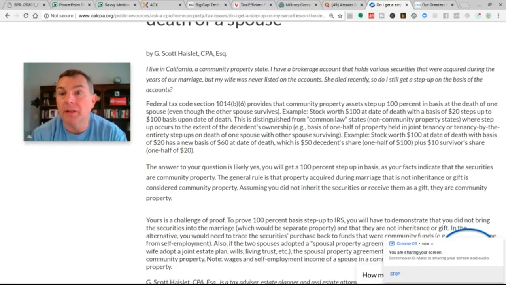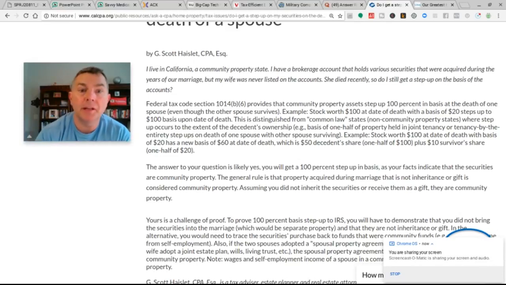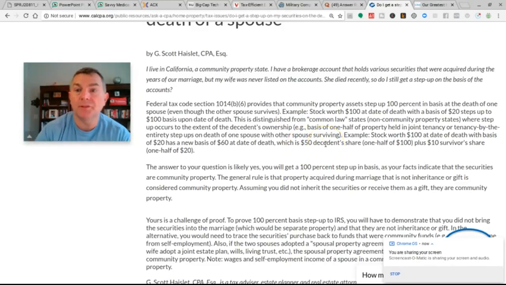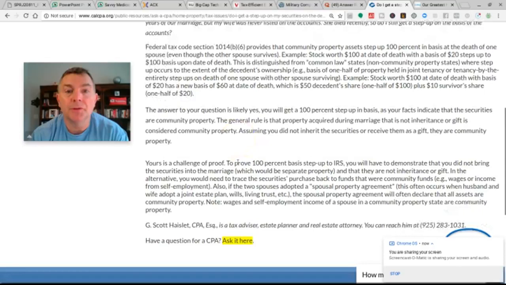Example, stock worth 100 at the date of death with basis of 20 has a new basis of 60. For common law, joint tenants with rights of survivorship, tenants by the entirety, tenants in common, all that stuff, which is $50 of the decedent's share plus one half of the original cost basis. So the answer to your question is likely yes.